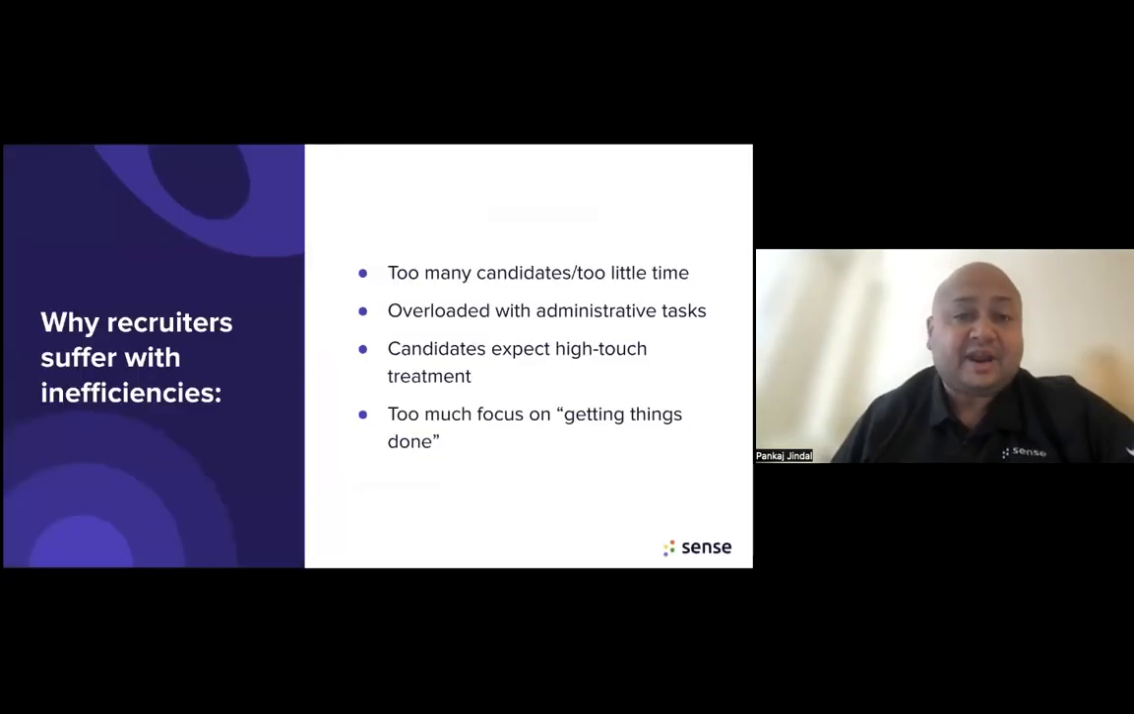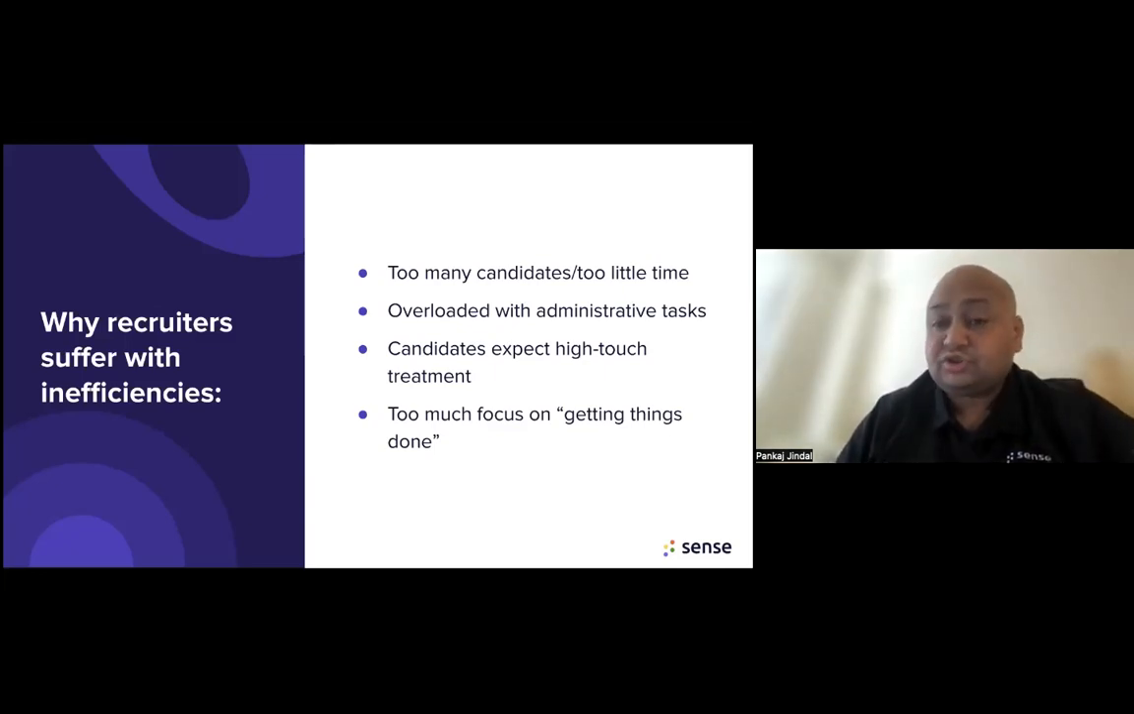All right, but let's jump right in. So first of all, why do recruiters today suffer with inefficiencies? What's going on in their world? These are some of the challenges that hopefully you identify with. There are too many candidates and too little time. More and more candidates are now open to work and looking for work, but companies are either reducing or freezing the hiring of recruiters. They aren't expanding their recruiting teams, which means there is even more demand on a recruiter's time now.